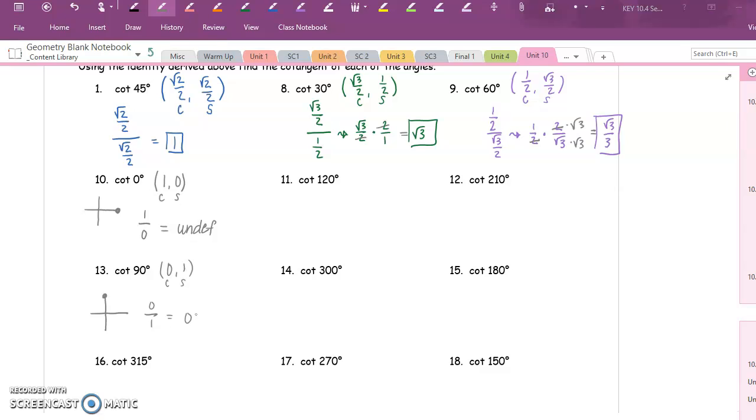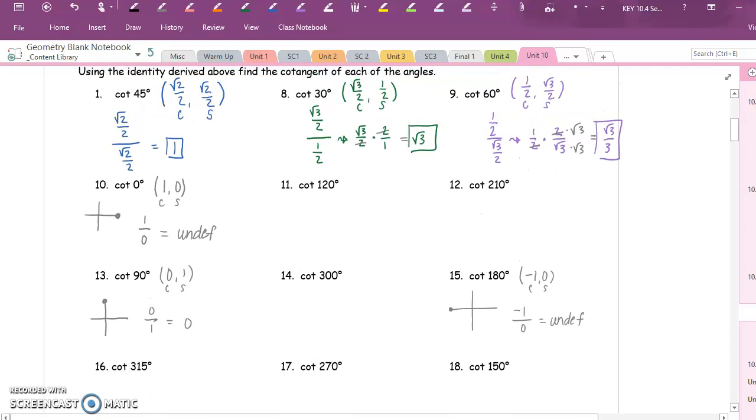Let's take a look at another one on the axes. So cotangent of 180 degrees, I'm just drawing a little grid so that I remember where 180 is. Remember 0, 90, 180, 270, 360. So we have negative 1, comma, 0, cosine, comma, sine. So we have negative 1 over 0, which is undefined. And for the undefined answers, anytime that you type that into your calculator, any number over 0 is always undefined.